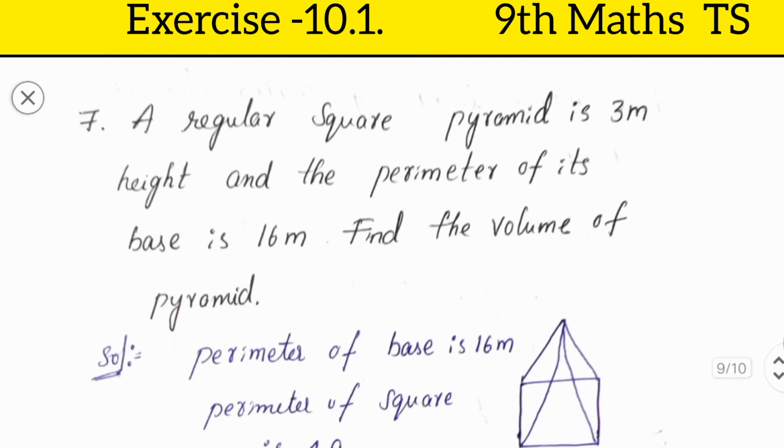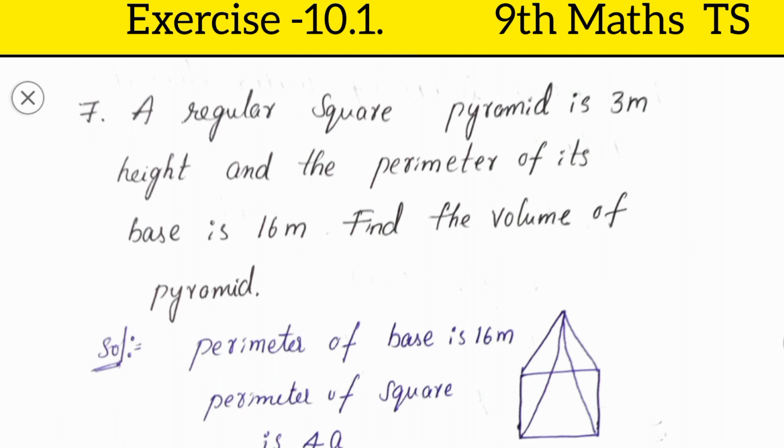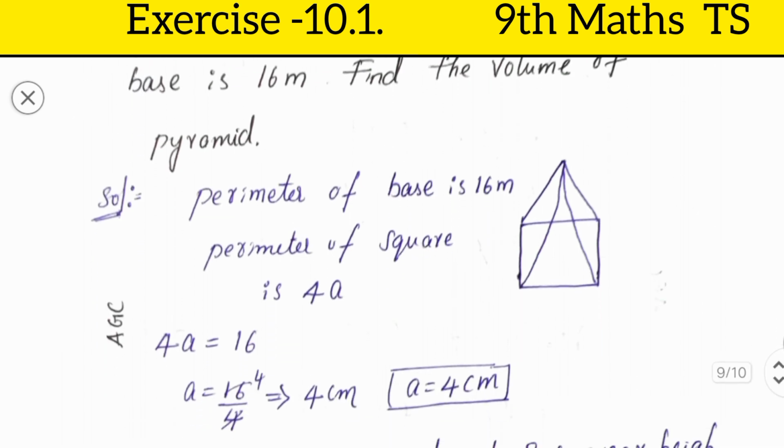Moving to the next, seventh question: a regular square pyramid is 3 meters in height and the perimeter of its base is 16 meters. Find the volume of the pyramid. What is given here? The pyramid is a regular square pyramid, so the base is in square shape. How to find the volume of a pyramid? First we know the formula: volume of pyramid is one-third of base area into height.